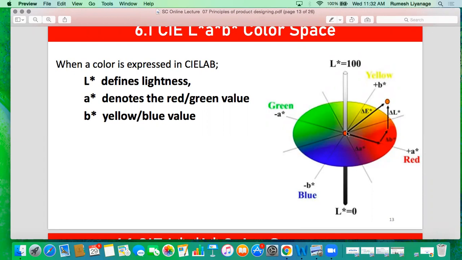Then, let's say the value is plus 54, it is close to red. Minus 20, close to green. Likewise for yellow and blue: minus means blue, plus means yellow. So a plus value is close to yellow, and a minus value is close to blue. From 0 to 100, right?